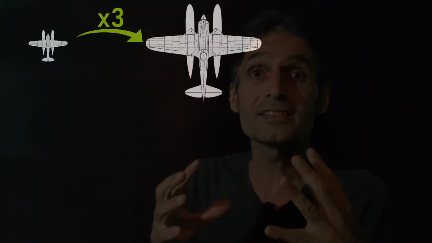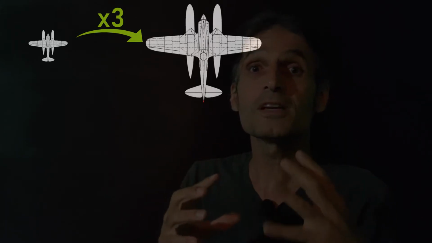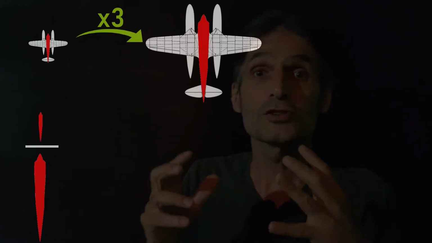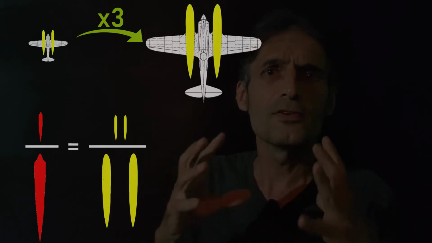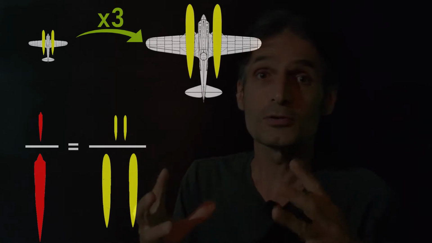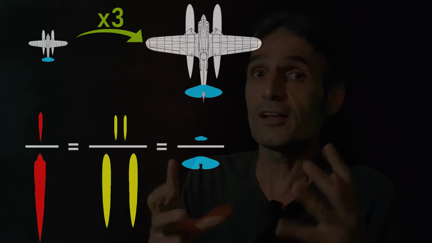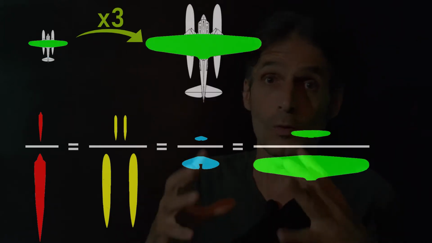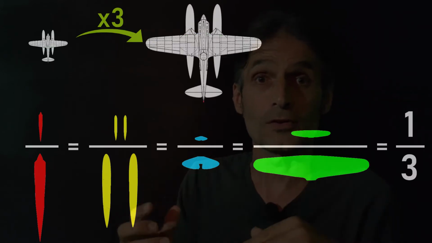So if I compare two proportional things, such as these two planes, we can make equivalent fractions. The big plane is 3 times bigger than the small one. So if I divide the fuselage of the small one by the fuselage of the big one, it's equivalent to dividing the floats of the small one by the floats of the big one, or even the tail of the small one by the tail of the big one. And of course, the wings of the small one by the wings of the big one. All this is equivalent to 1/3.